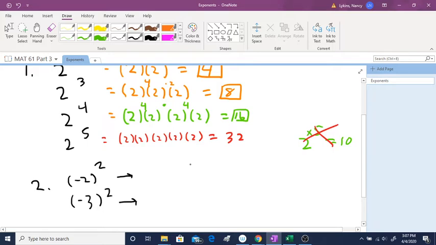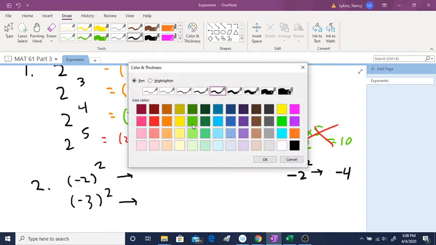Now, calculators, make sure if you do this in your calculator, you put these in parentheses, because if you don't, what your calculator is going to read, if you put in negative 2 squared, it's going to do order of operations, so it's going to do exponents first, which would be 4, and you'd have a negative there. So let's take a look at these two real quick.